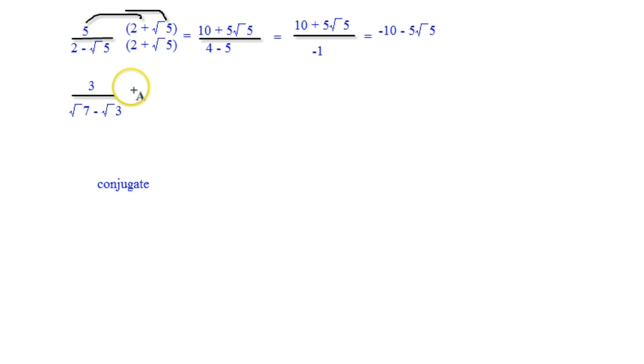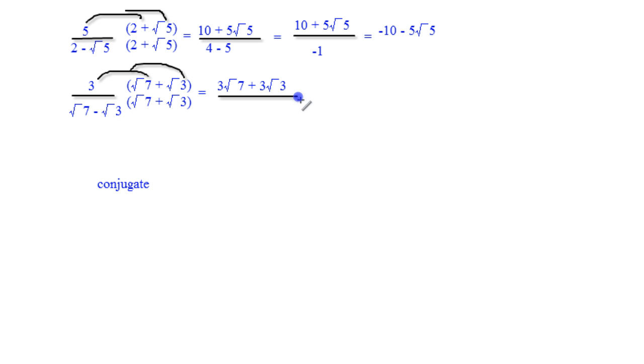Okay, now the conjugate here is going to be the same thing, except it's going to be the square root of 7 plus the square root of 3. And same thing on the bottom: the square root of 7 plus the square root of 3. Okay, I'm going to distribute along the top, and this is how fast it can be. So this on the top is actually going to be 3 root 7 plus 3 root 3. Okay, so that's pretty simple on the top.